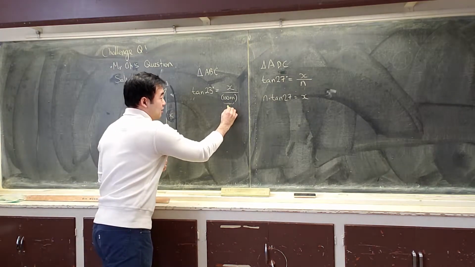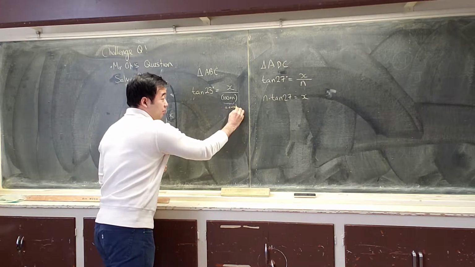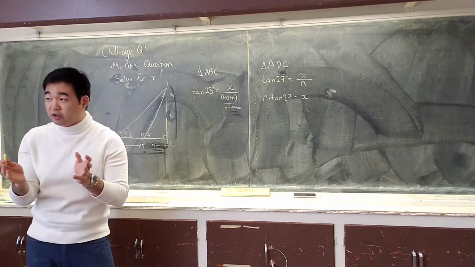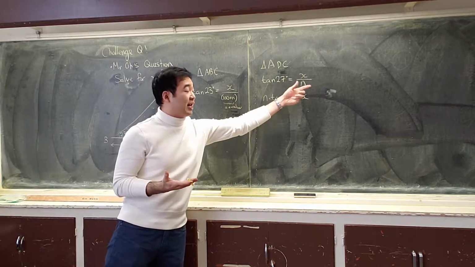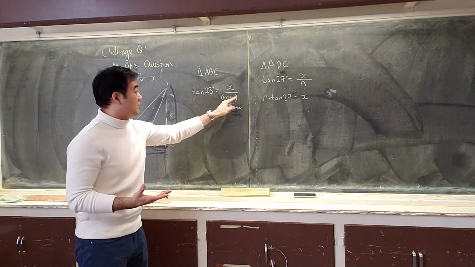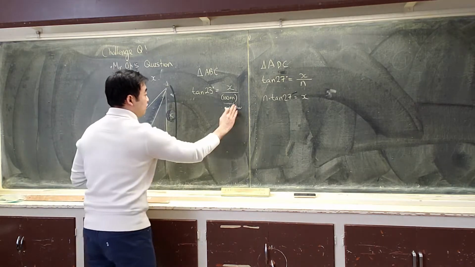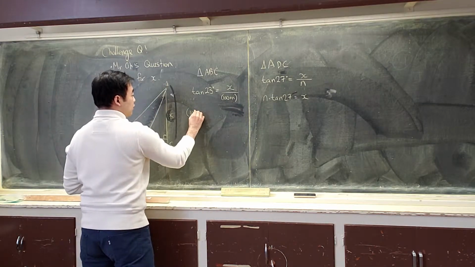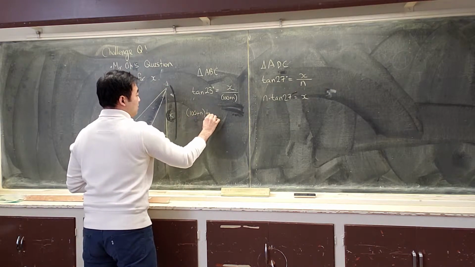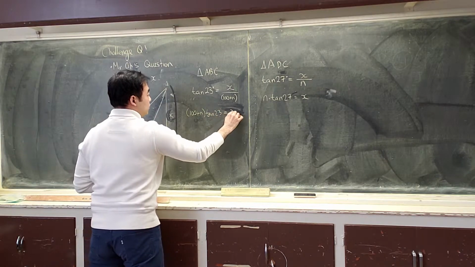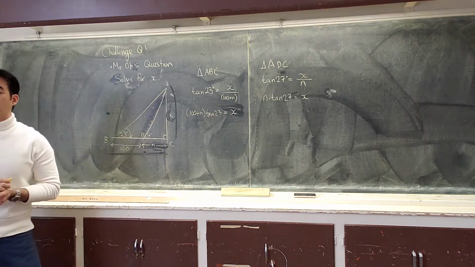Remember, this is a number. I don't know what that number is, but you have to just treat it like a regular number. Just like how this was n and I multiply both sides by n, this is some number, I'm going to multiply both sides by that number. So if I do, this becomes 100 plus n tan 23 equals x.